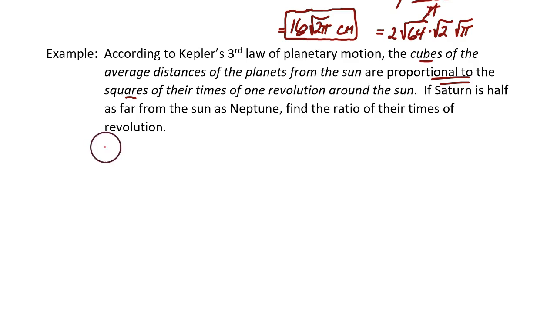One way to answer this question is to model the direct variation. The distance cubed is equal to m times the time squared. Saturn's distance to the sun is half as much as Neptune's. So let's fill in the number 1/2 for D.